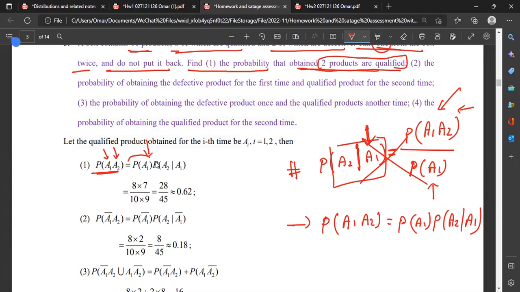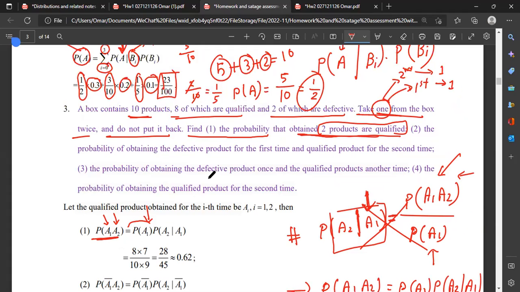And P of A1 is already given, maybe. What is P of A1? You see, A1 means the first time, and A2 means the second time. So here A1 means the first time and A2 means the second time.